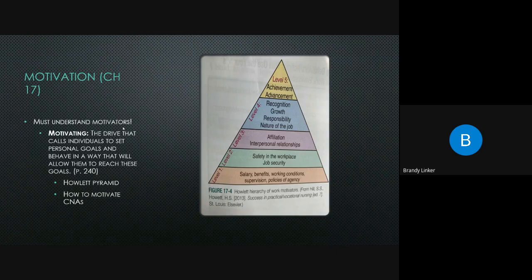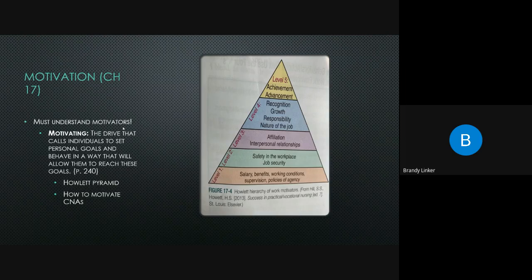Next, people need safety to have motivation to do their job well. Affirmation is where we get into the positive feedback loop: building relationships with your team, telling them they're doing a good job, telling them in front of other people, doing things like Daisy Awards. It's all affirmation and recognition, which brings me to the next tier: recognition, growth, responsibility, and the nature of the job.